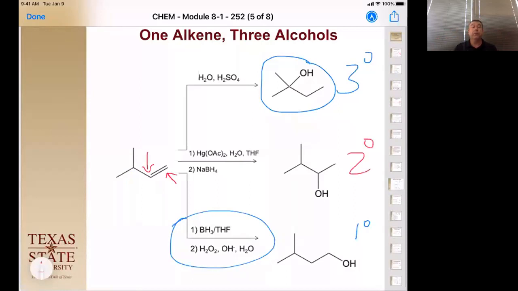So when I started this story at the beginning of the lecture, we were looking for regiochemistry, we were looking for stereochemistry, but we're also looking for specificity of product. You have to choose one of these reagents to get the product you want. So it's very important to keep in mind what the mechanisms are and what the products could be. All right, questions on the three alcohols?